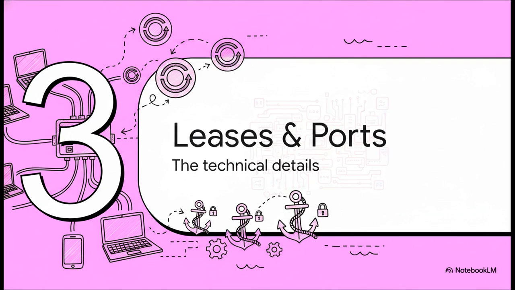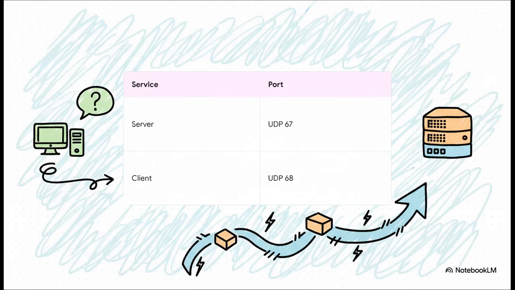Section 3. Leases, ports, and rules. The technical details. Now, what's really interesting here are the specific communication channels or ports being used. Make a note of this because it is a massive interview question. The DHCP server listens on UDP port 67, and the DHCP client listens on UDP port 68.